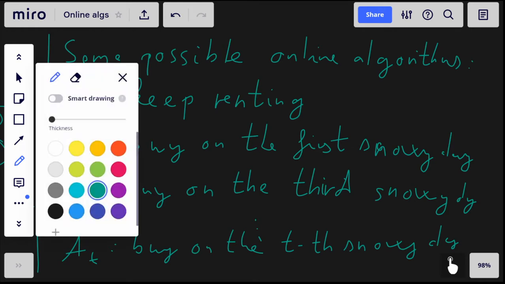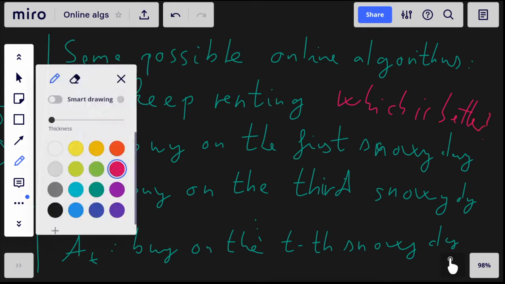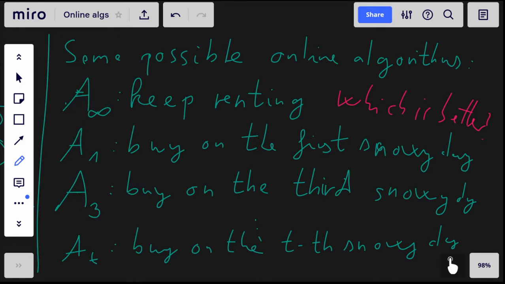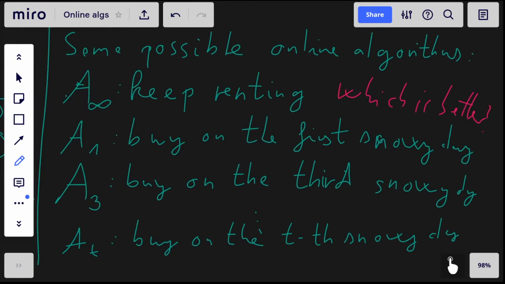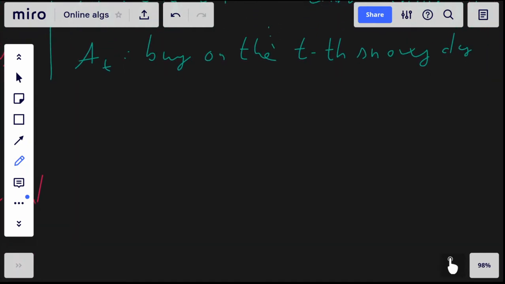Now we have a couple of algorithms, and the question is, which is better? How should we measure the performance of these algorithms? That's the main question of the subject. We can't really say that one of the algorithms is always better than the others.